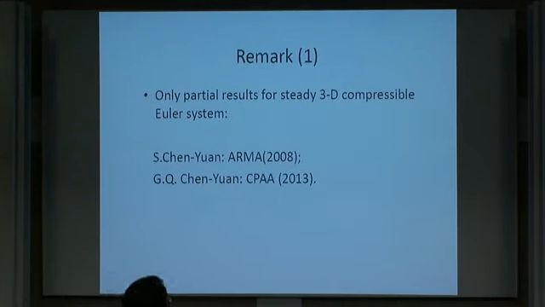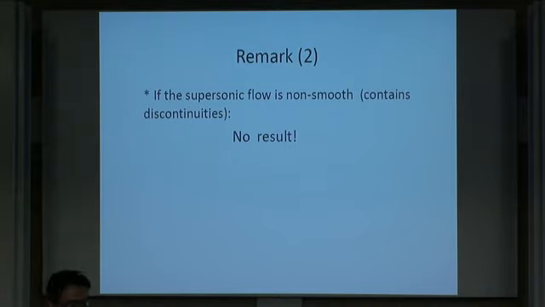Now there are some remarks. Up to now, there are only partial results for the 3D case because the 3D Euler system is much more complex. The other thing is that we assume that the supersonic flow is smooth in our definition of a transonic shock solution. But we saw in the picture that the supersonic flow is actually not smooth. But up to now, there is no result if the supersonic flow is not smooth. No result. If you're interested, I will explain later, if I have time.